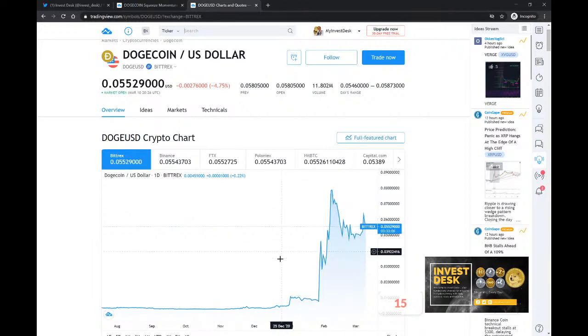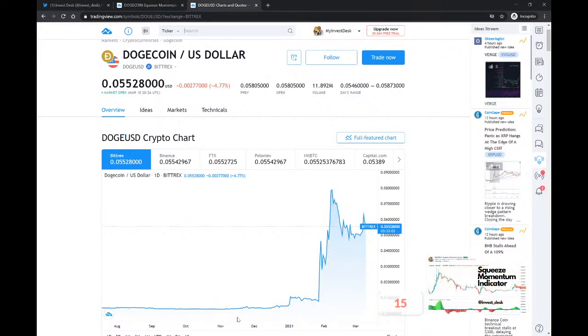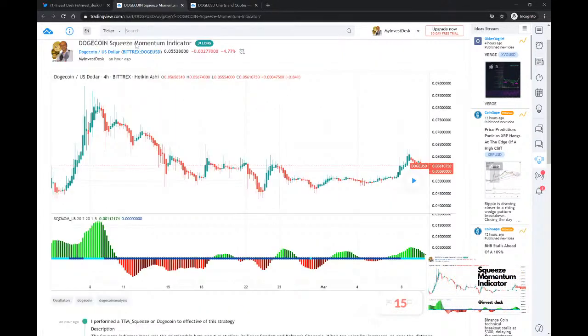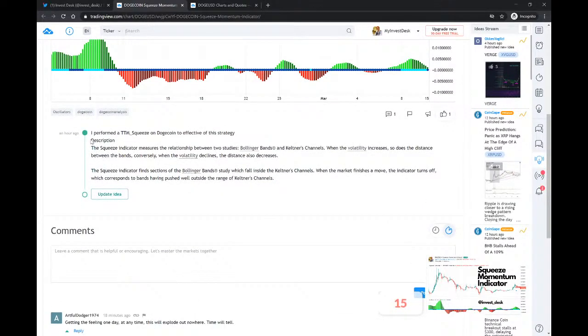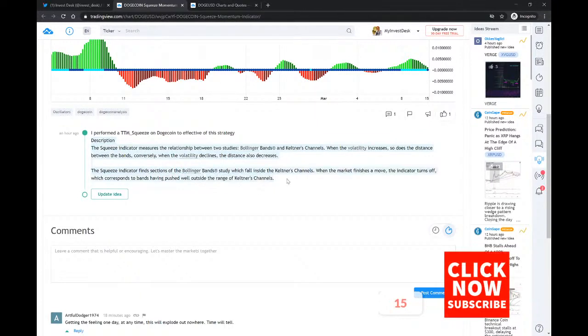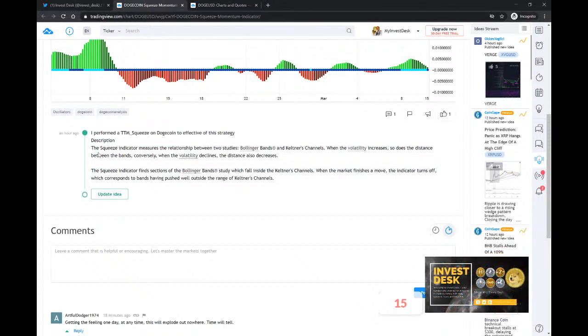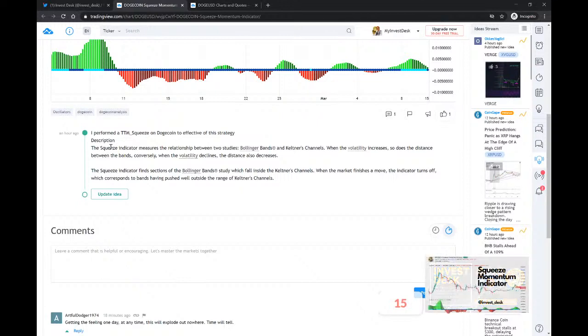So what we need to do is first take a look at what this squeeze momentum indicator does. If I scroll down on what I've charted, here is the basic definition. If you clicked on the Twitter handle and went to my Twitter account, and then clicked on this chart, you would have been on this screen. You can follow it later on if you want. This is basically an indicator that measures the relationship between two studies, the Bollinger Bands and the Keltner channels. But that's too technical, guys.